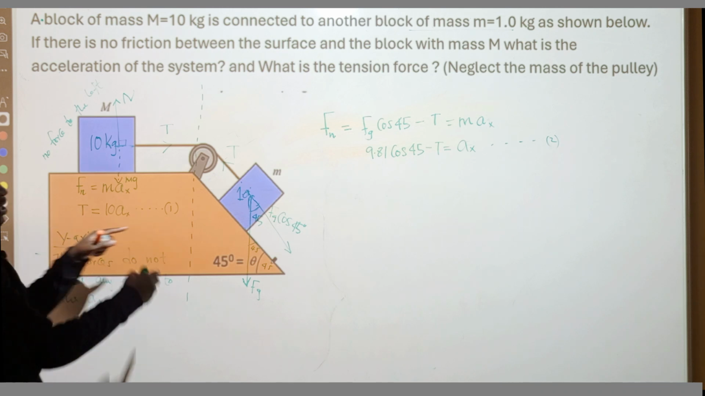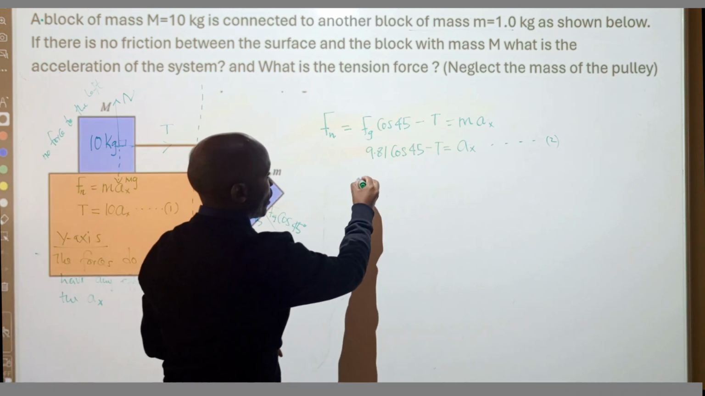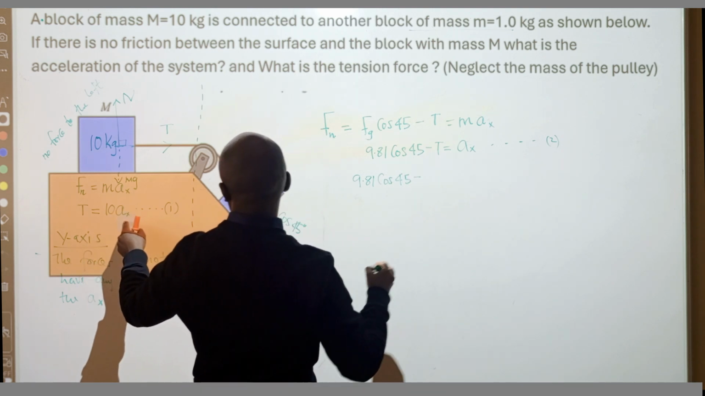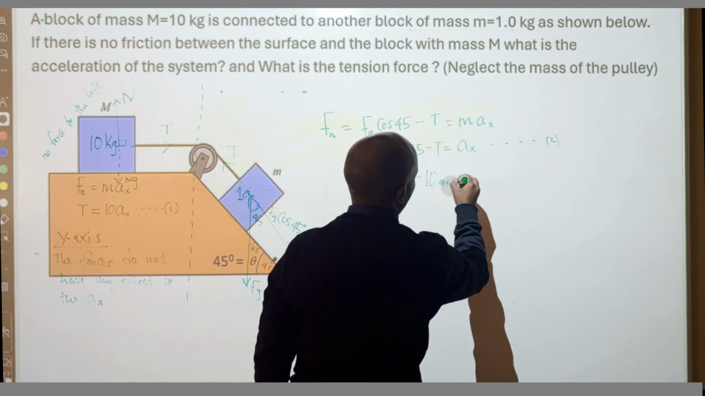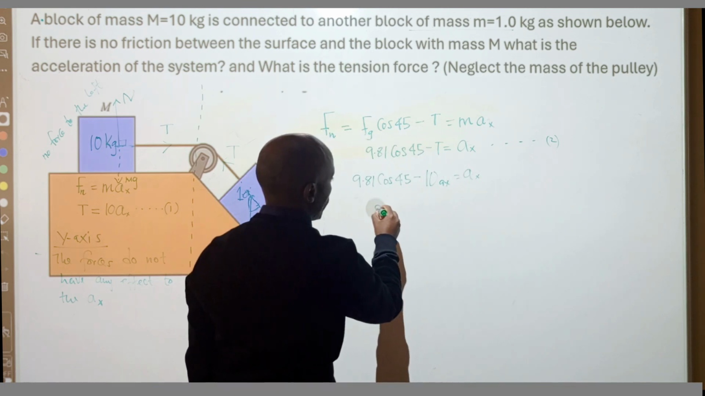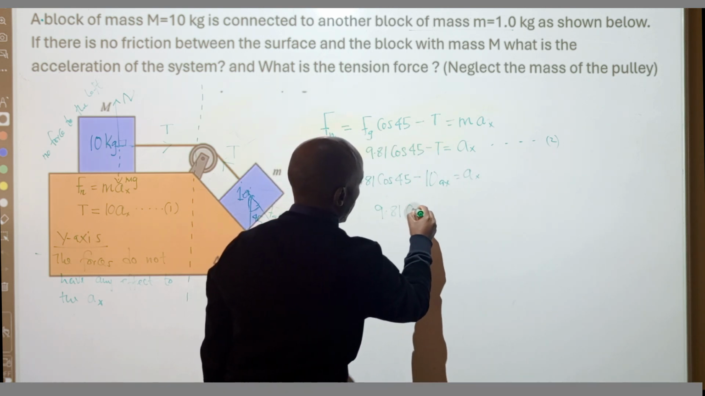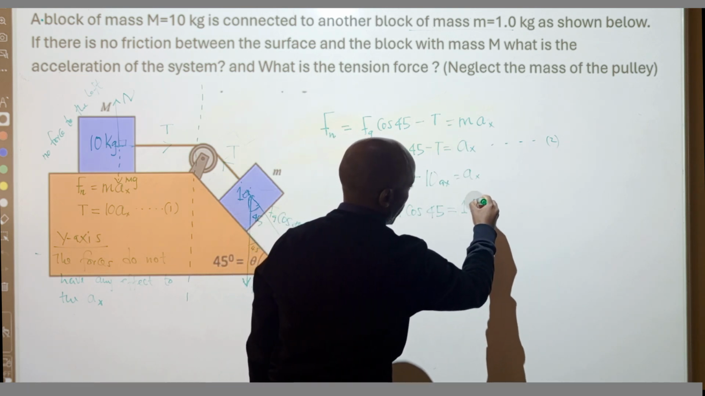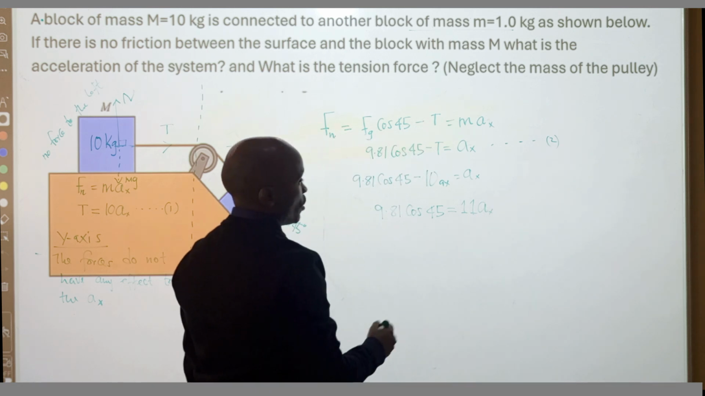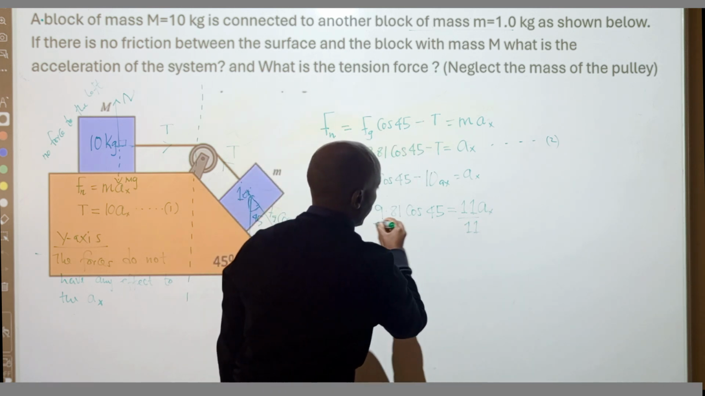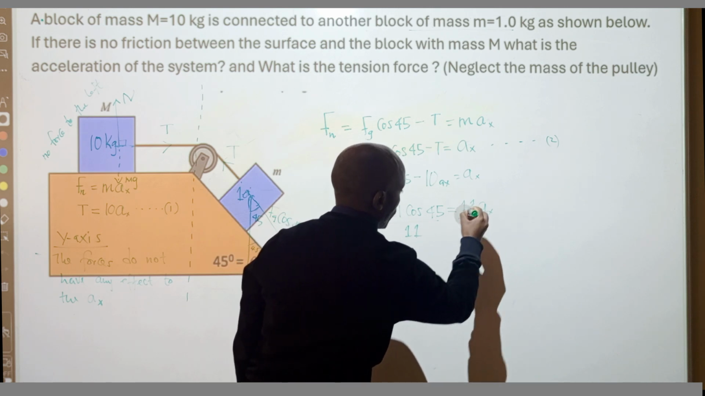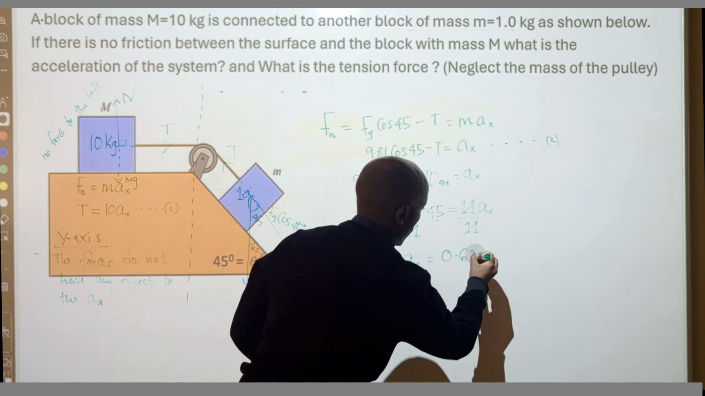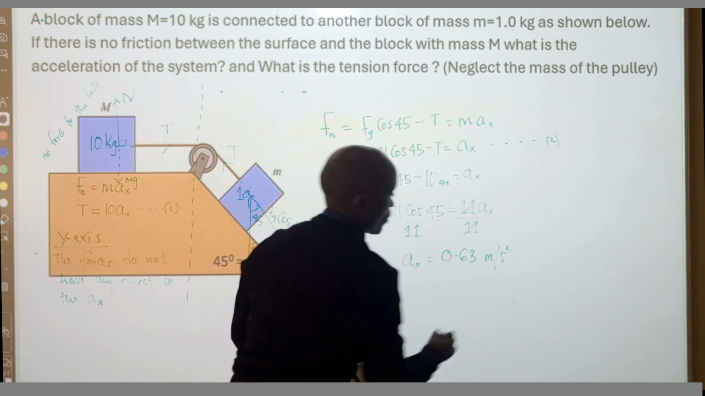Since we have T here, we can substitute T. So we're going to say 9.81 cosine 45 minus T, which is here, 10 ax, is equal to ax. And then this will be 9.81 cosine 45 is equal to, take this to the other side, 11 ax. So divide by 11 on this side, divide by 11 on this side, so this cancels. Acceleration becomes 0.63 meters per second squared.